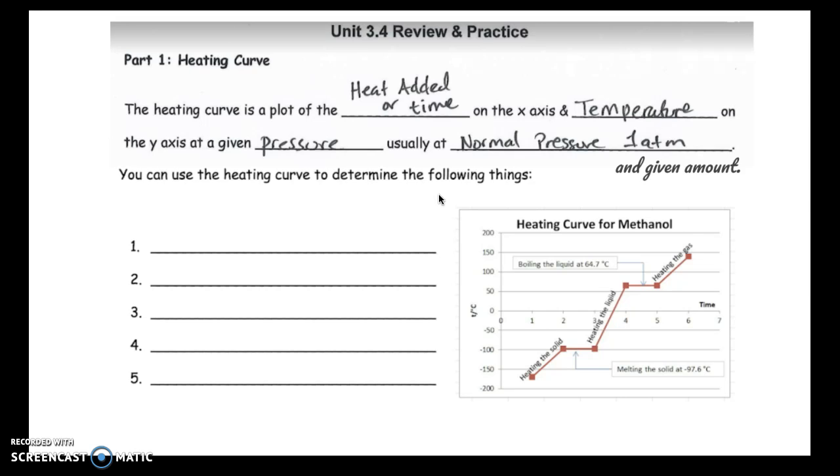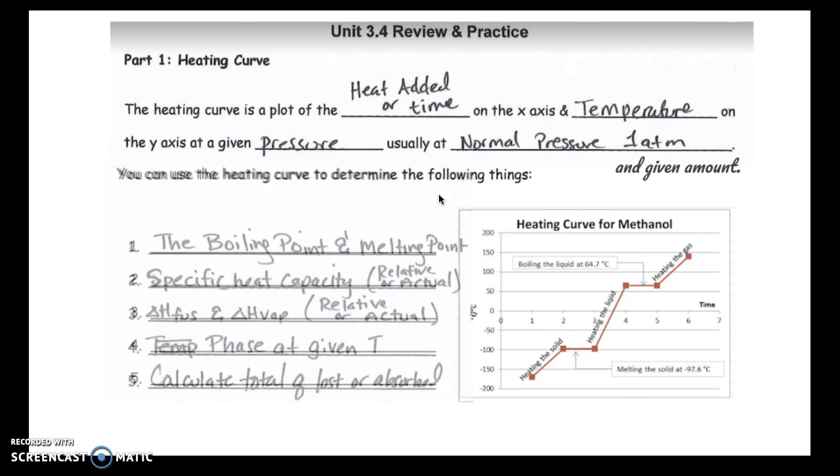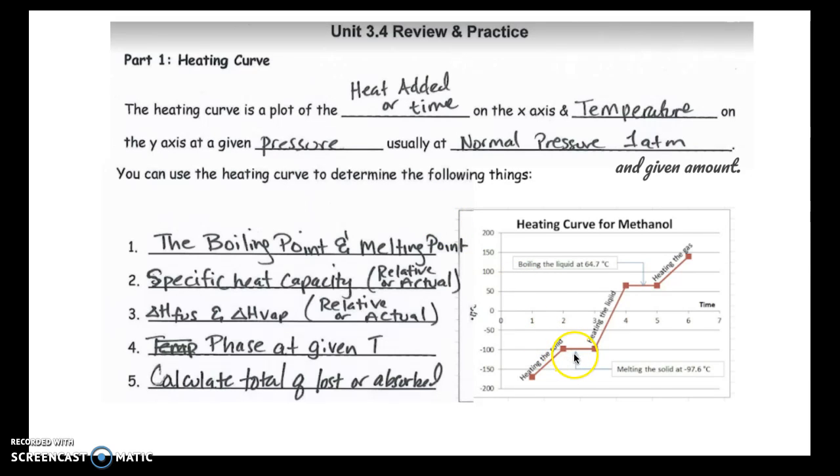Let's talk about what we can use the heating curve to do and to determine. Some of these things you already know. You can use it to find the boiling point and melting point of a substance. For example, here you can see the melting point of methanol is negative 97.6 degrees, and the liquid boils at 64.6 degrees Celsius. You can also find the specific heat capacity, and that's the relative or actual amount, meaning that you can find whether the solid phase has a higher or smaller heat capacity than the liquid phase. That would be relative. You can also find the actual amounts if on the x-axis they're giving you the amount of heat added. So you could determine the actual value of the heat capacity if on the x-axis it's not time but heat.